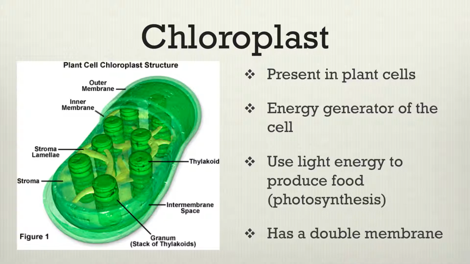Chloroplasts are present in plant cells. They are the energy generator of the cell. They use light energy to produce food through the biochemical process photosynthesis, and they have a double membrane. Chloroplasts are the food producers of the cell. The organelles are only found in plant cells and some protists, such as algae. Animal cells do not have chloroplasts.